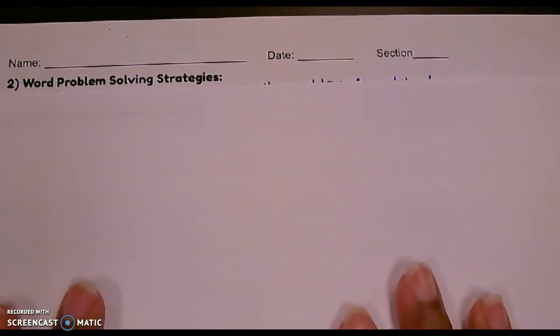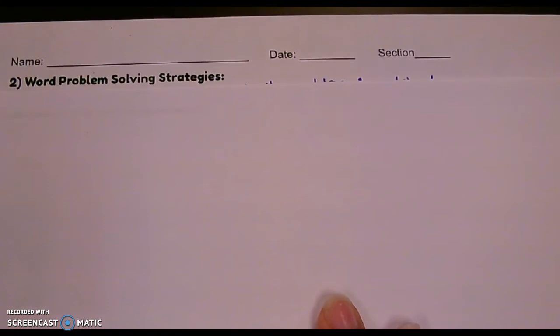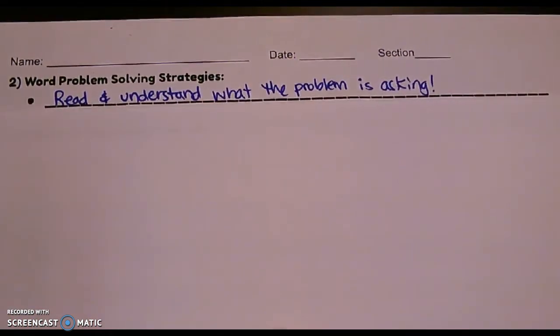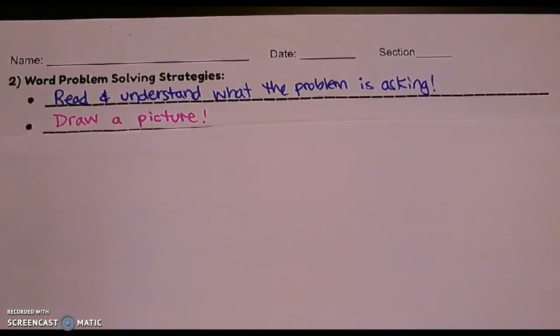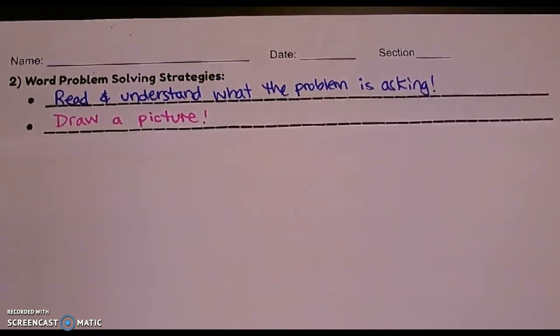The next thing that we're going to talk about is how to solve word problems using some strategies. The first strategy that you need to know about is that you need to make sure that you read, not only read, but understand what the problem is asking you. Gain an understanding. The second strategy is draw a picture. If the problem is illustrating a situation that calls for you to kind of imagine what the situation is, then put that idea on paper in the form of a picture. And it may make the problem a little easier to understand and solve.